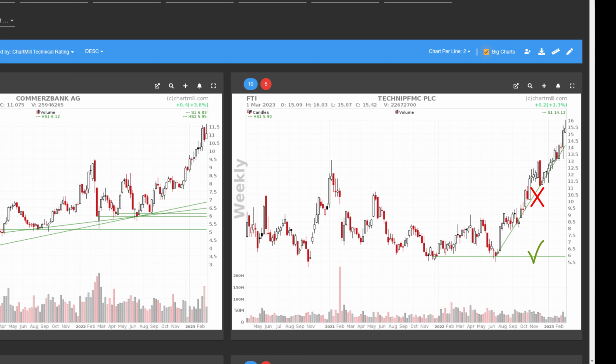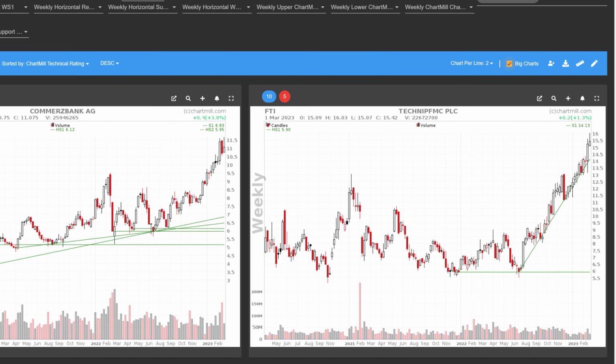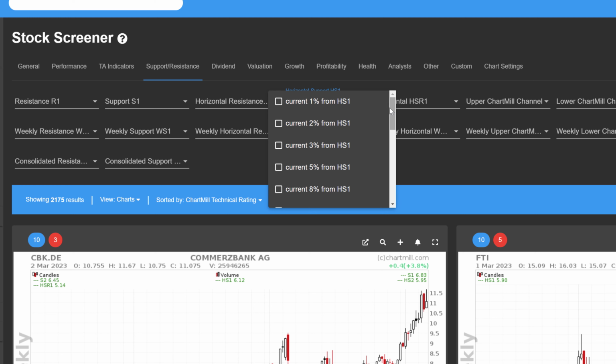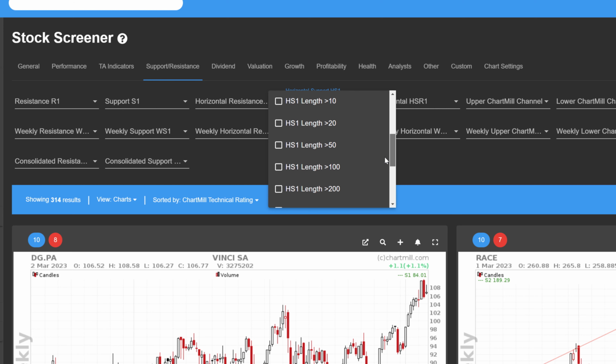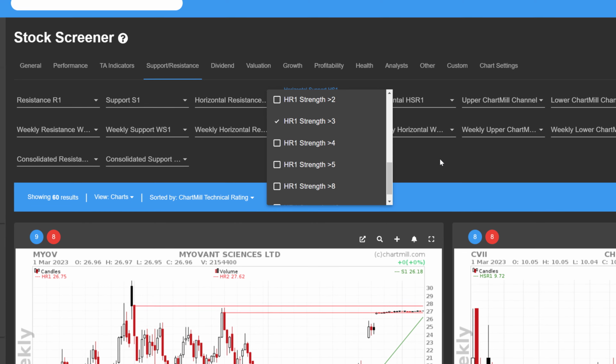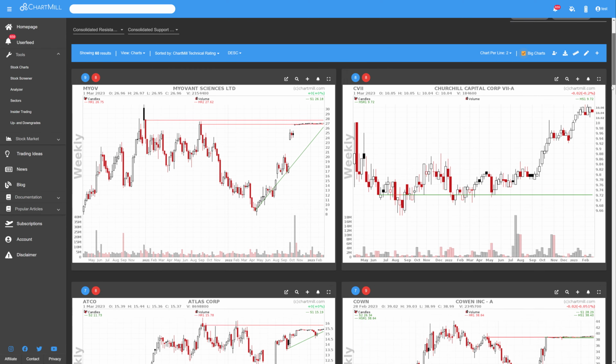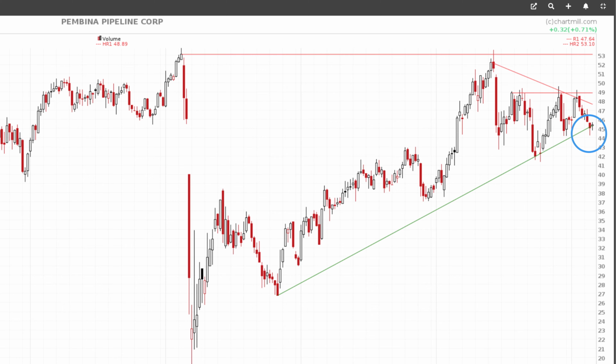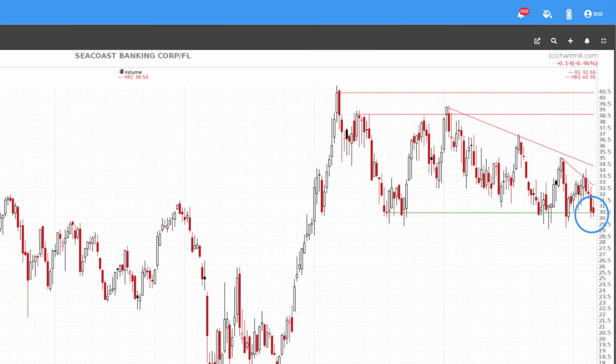Let me just give an example regarding horizontal support 1. The maximum distance from the next identified support line is 3%. The support line itself must have existed for at least 50 trading days, and the support must have been tested 3 times. If you take a moment to review the results, you will notice that sometimes there are some really nice setups to be found.